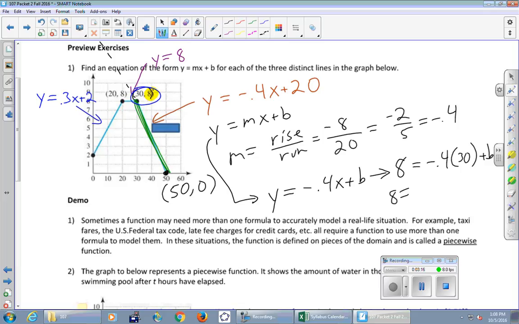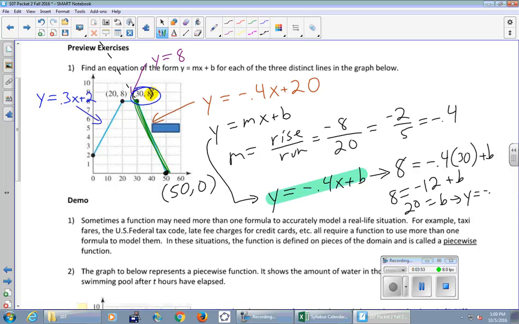Okay, let's see. So that's, I think that's a minus 1.2. I'm doing something funny here. What am I doing funny? 4, so 12. Minus 12. That's what I was doing. That was funny. So 8 equals negative 12 plus b. And then find the b by adding the 12. So b is 20, right? Add the 12. And then finally, grabbing this equation, I get our final answer here. y equals negative 0.4x plus 20.